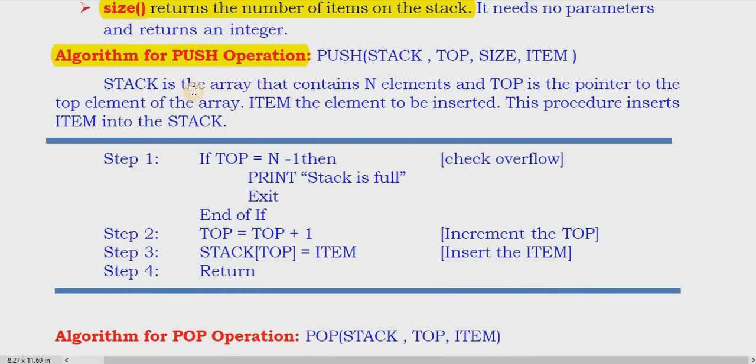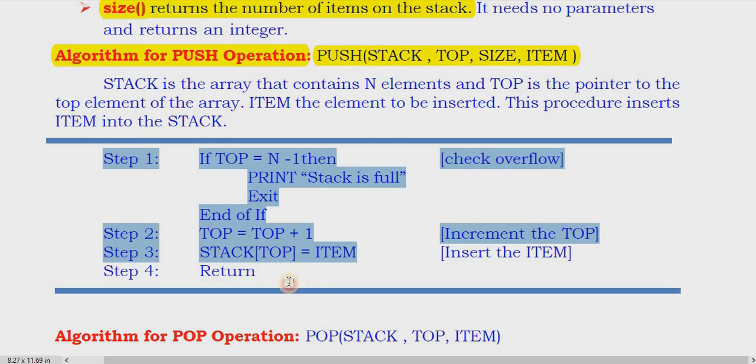Okay, next is the algorithm for push operation. This is a very important topic because in examination you will get a 5 marks question: write the algorithm for push operation. Sometimes you will get a 3 marks question. I will explain this later, but keep it in mind. Push and pop, 2 algorithms are there. You have to write this first line and steps 1, 2, 3 up to 4. This is for 5 marks.